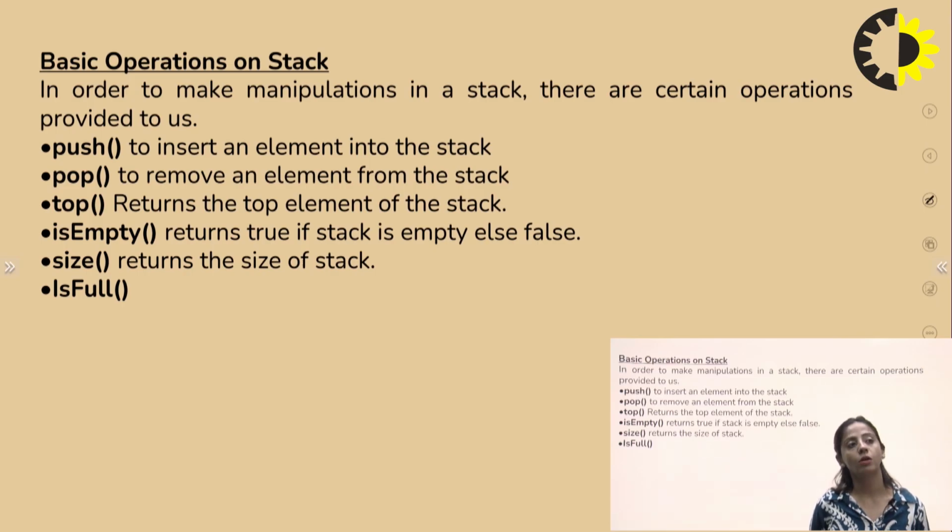Now, what are the basic operations on a stack? In order to make manipulations in a stack, there are certain operations provided to us. First one is push. Push is an operation which helps in the insertion of an element into the stack. Pop helps to remove an element from the stack. Top returns the top element of the stack. Is empty returns true if the stack is empty, else false. Size returns the size of the stack, and is full returns true if the stack is full, or else it will return false.